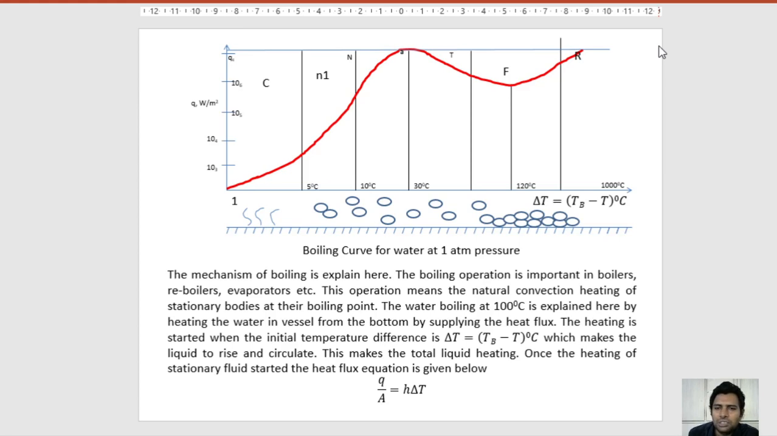Now, how the curve is moving and what is the significance of different points is stated in the next slide. Now see, here the boiling curve for water at 1 atmosphere is given.